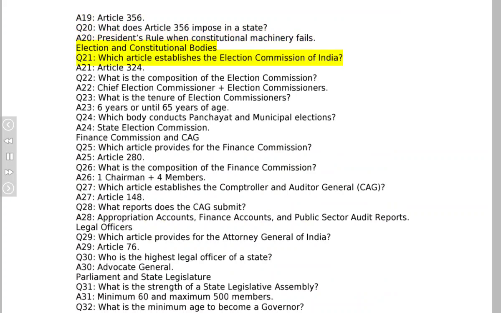Election and constitutional bodies. Q21. Which article establishes the Election Commission of India? A21. Article 324. Q22. What is the composition of the Election Commission? A22. Chief Election Commissioner plus Commissioners.